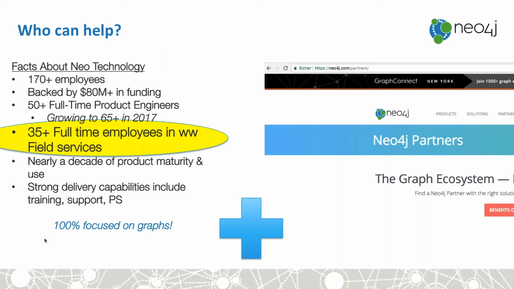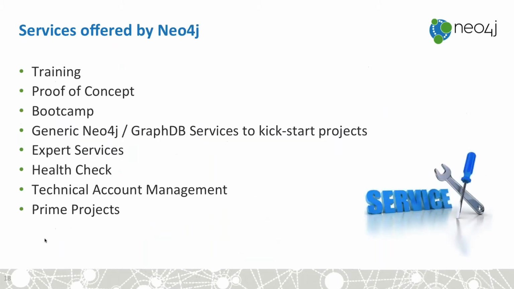So then, who can help you on this journey? There are many options, but 2 of them I would like to highlight today. Neo4j has a graph ecosystem with Neo4j partners ready and trained to design, model, and implement your graph project with you. An alternative you see on the left side. As you see here, Neo4j has significantly invested in building up a field engineering team, which is meanwhile over 35 experienced and senior employees in worldwide field services.